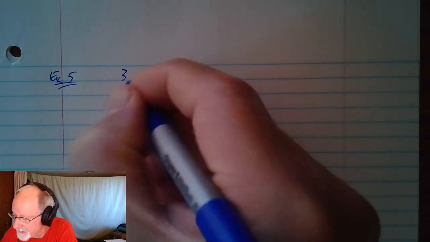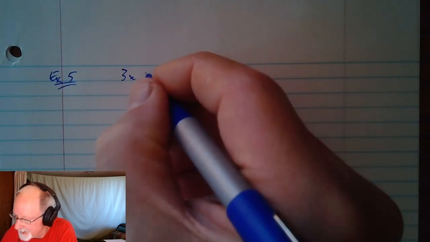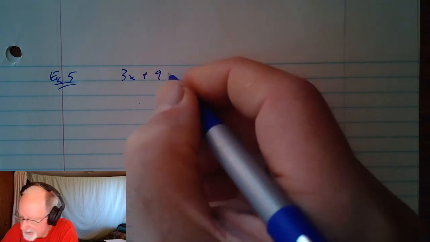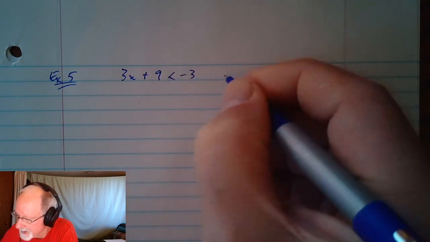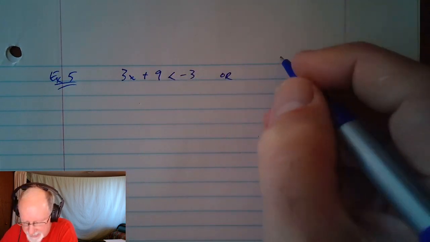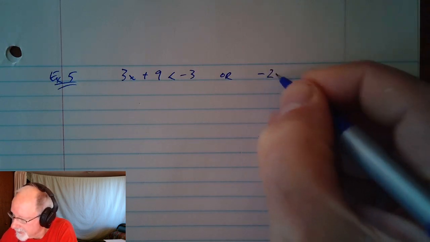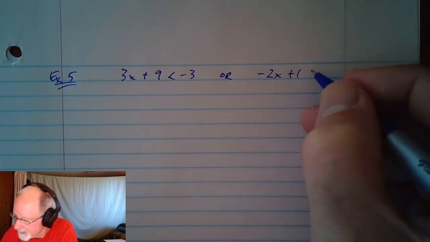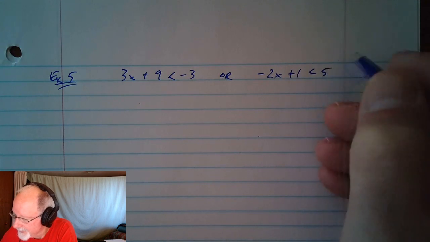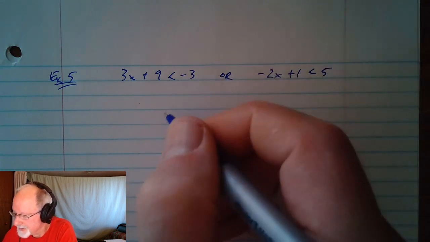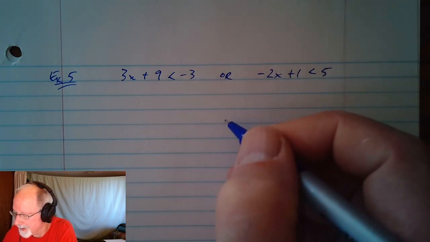Next one here, let's get this lined up better. Example 5. This is an OR kind. So we have 2 separate inequalities again. 3x plus 9 less than -3, or -2x plus 1 is less than 5. And I'll just do each one separately and then connect them with the word or at the end.